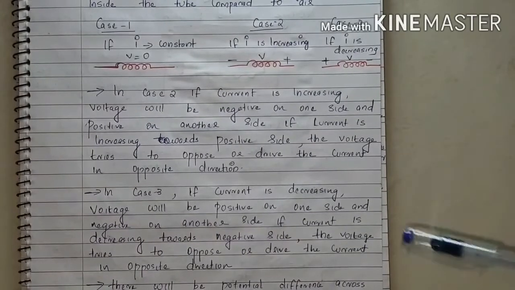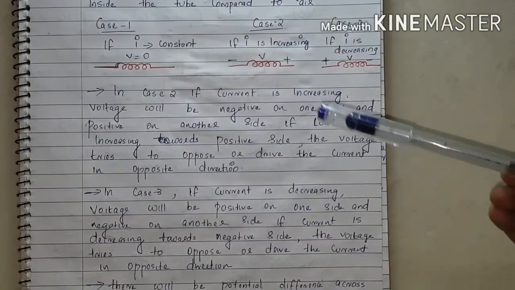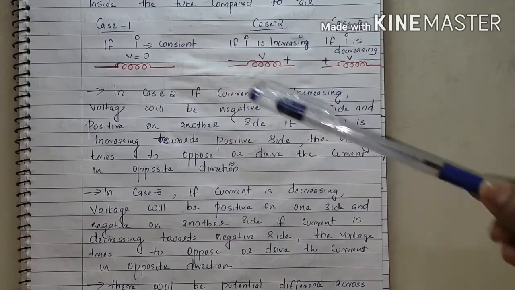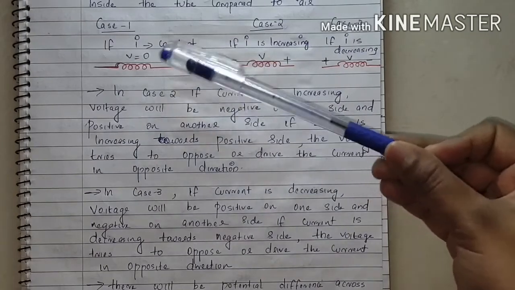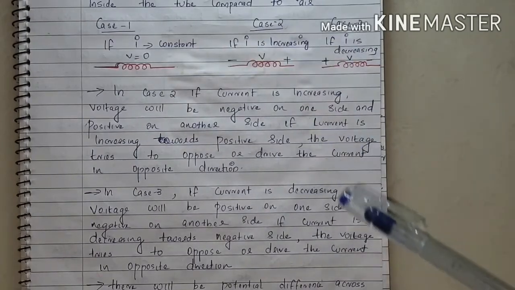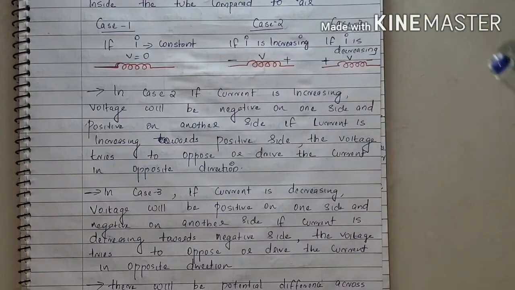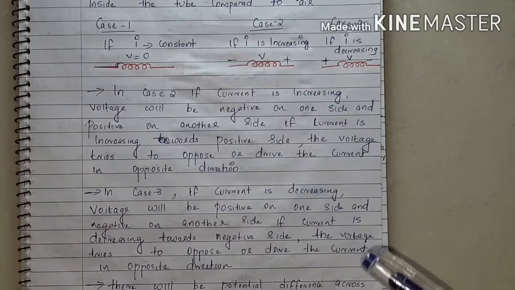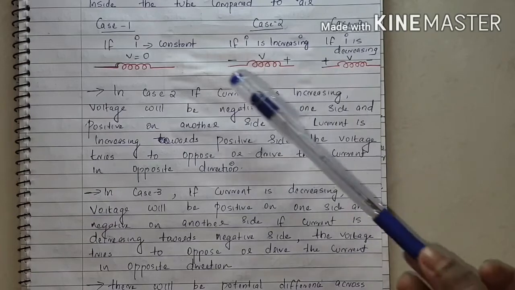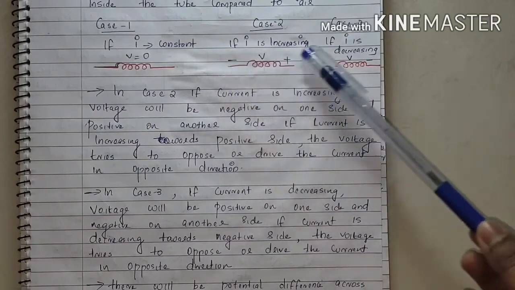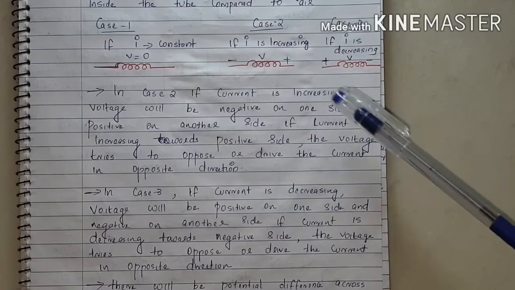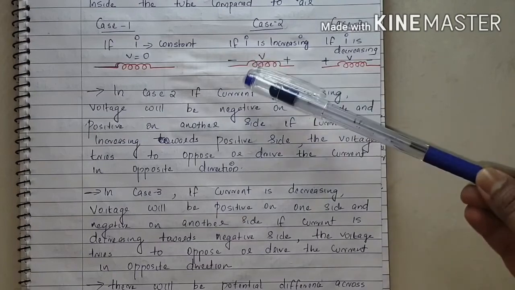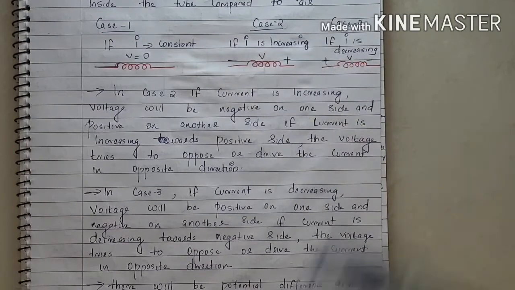Let us consider 3 cases in order to understand the relation between current as well as voltage. In case 1, current is constant, that is I is constant, V is 0. In case 2, if current is increasing, voltage will be negative on one side and positive on the other side, like this. If current is increasing towards the positive side, voltage tries to oppose or drive the current in the opposite direction. That is given as negative on one side and positive on the other side.